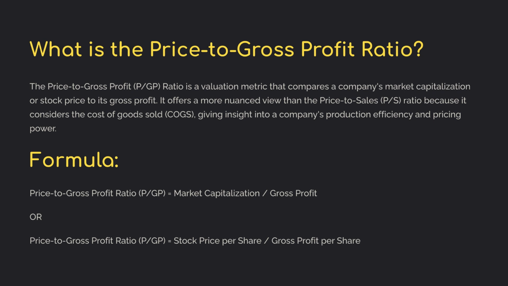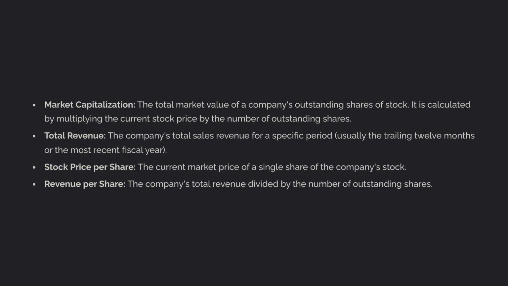Formula: price to gross profit ratio (PGP) equals market capitalization divided by gross profit, or price to gross profit ratio (PGP) equals stock price per share divided by gross profit per share. Market capitalization: the total market value of a company's outstanding shares of stock, stock price x shares outstanding. Gross profit: revenue minus the cost of goods sold, COGS. Stock price per share: the current market price of a single share of the company's stock. Gross profit per share: the company's total gross profit divided by the number of outstanding shares.